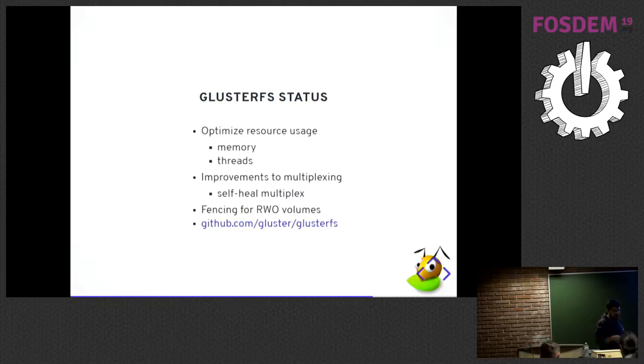And there are other features like fencing. What is fencing? Fencing is a feature where we can ensure that only one client can access a file at a given time. This is required for block volumes, so that if a pod was rescheduled on some other node, we don't want it to begin accessing the image file before some cleanup has happened or some release of locks has happened. GlusterFS is developed under GitHub, gluster/glusterfs.